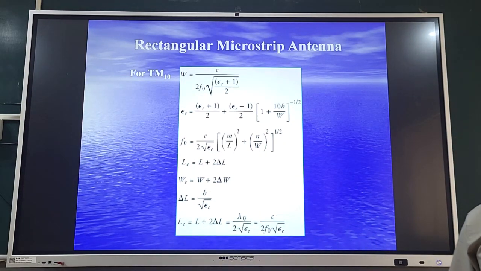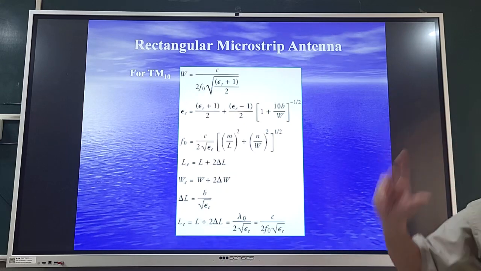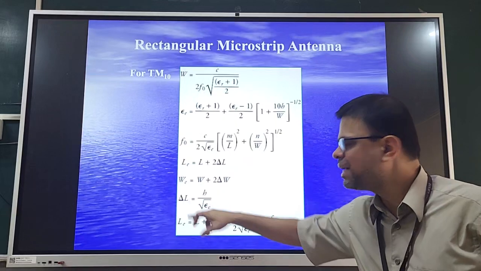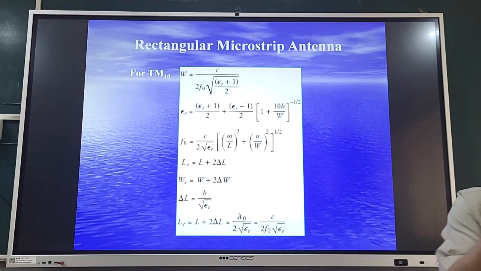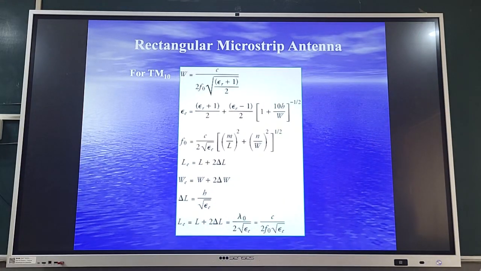Okay. Now there are formulas. There are many empirical formulas. We will work on some simple approximation. It works quite well for thinner substrates as well as partially thicker substrates also. So delta L, that is the fringing field on one side, is calculated using this equation. Epsilon Re is the value of effective dielectric constant calculated in the second step.